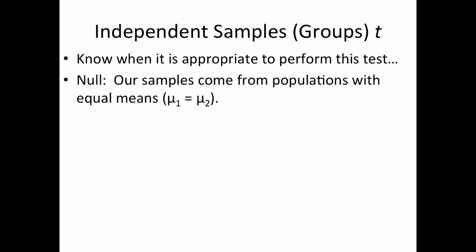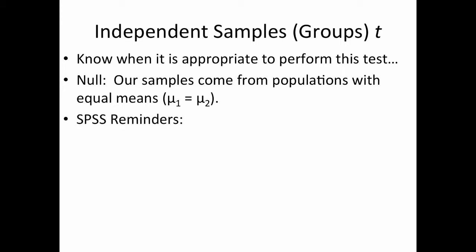The independent samples t-test, or the independent groups t-test, is appropriate when we have two samples and we want to know whether those samples come from populations with equal means. Or you can think of this as, are they two separate samples from the same population? However you like to chew on this idea.